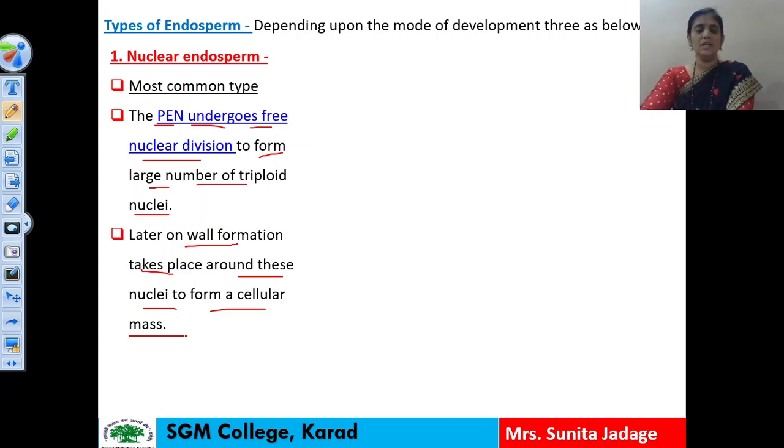So firstly it forms nuclear endosperm, and then cellular endosperm, and hence the name given here is nuclear endosperm. Let us see how this takes place. Plants like maize, sunflower and wheat show such type of development of endosperm, that is the nuclear type of endosperm. Let us see it in the diagram.